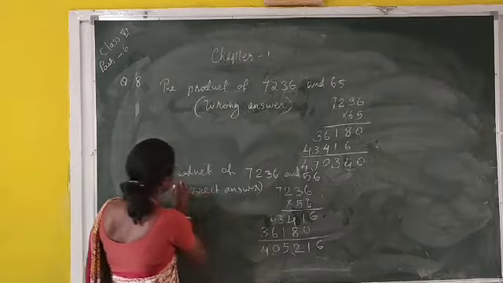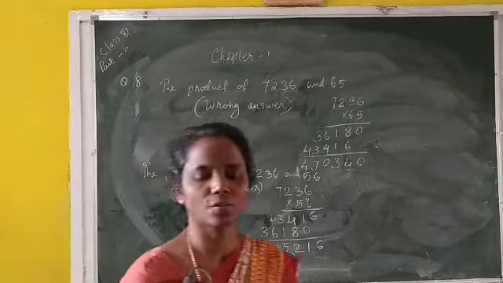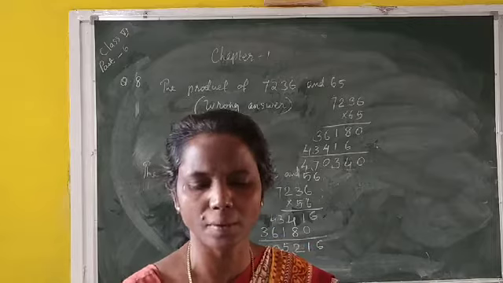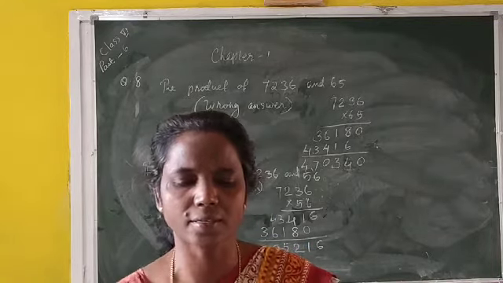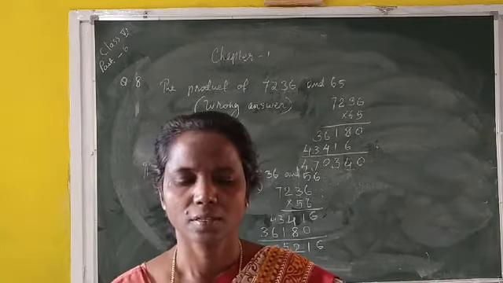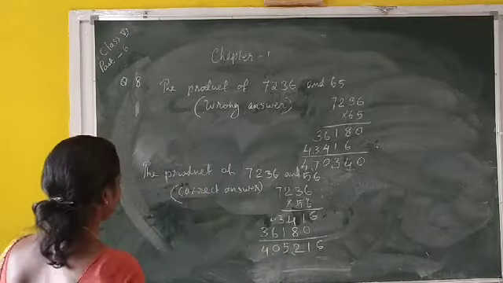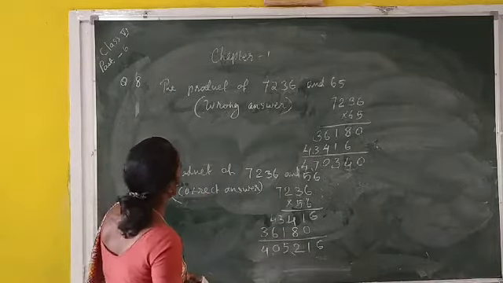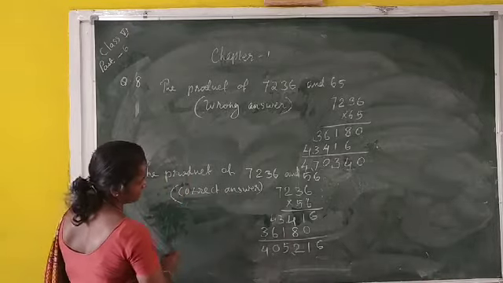Then what is the difference between this correct answer and the wrong answer? What is the question here? Look. By how much was his answer greater than the correct answer? How much was the answer greater than the correct answer? So we can write the required difference.